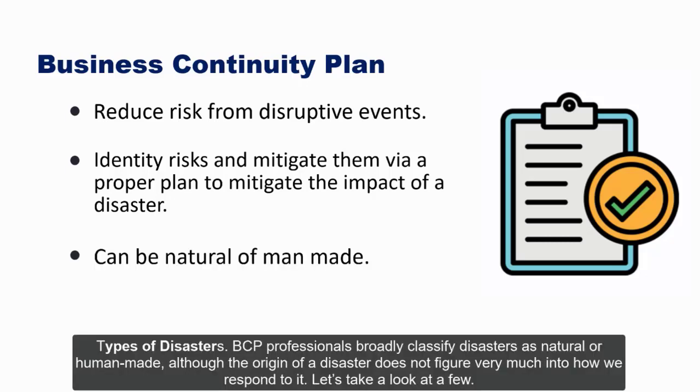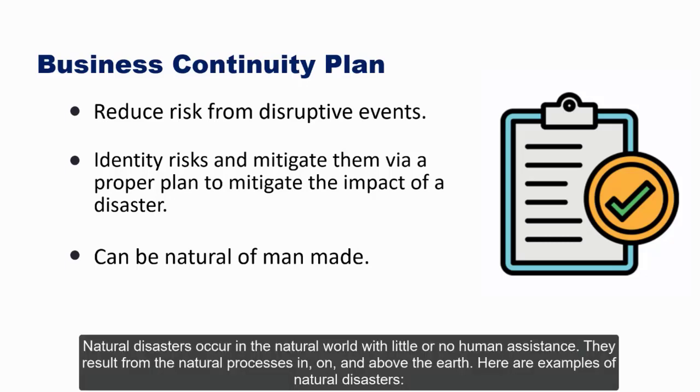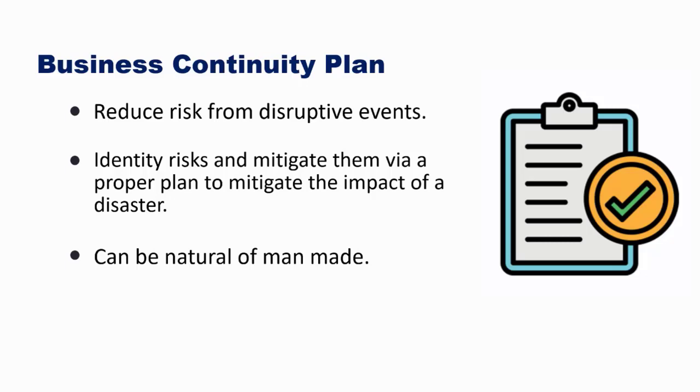Types of disasters. BCP professionals broadly classify disasters as natural or human-made, although the origin of a disaster does not figure very much into how we respond to it. Let's take a look at a few. Natural disasters. Natural disasters occur in the natural world with little or no human assistance. They result from the natural processes in, on, and above the earth. Here are examples of natural disasters.